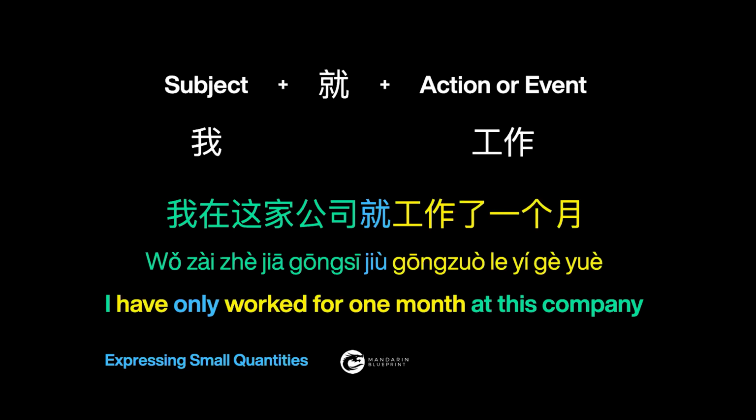Now, when we look at this longer sentence, 我工作了一个月. I worked 1 month. In this case, there's no feeling implied. It's just a statement of fact. But if you say 我就工作了一个月, here we can see that it's saying I've only worked for a month. So if you've only worked for a month, the speaker feels that this isn't that long. And then the full sentence, 我在这家公司就工作了一个月. I have only worked for 1 month at this company.